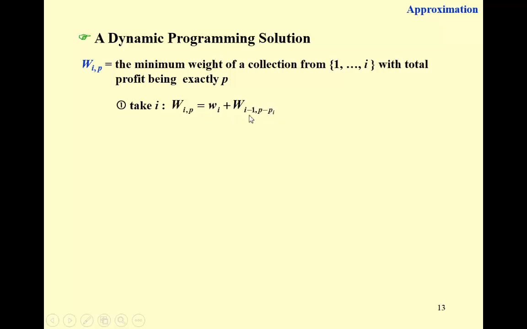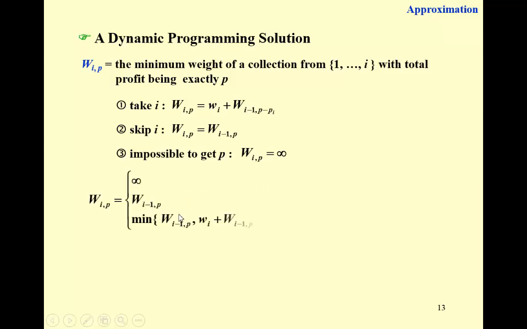The subproblem is the problem consisting of the items from 1 to I minus 1 and the profit of P minus P sub I, where P sub I is the profit of item I. That's when we take this I. Or if we don't take it, if we skip it, then the optimal solution would be the same as the optimal solution we obtained for the smaller sized subproblem from 1 to I minus 1 with the same profit P. Or if it's impossible to get to this P, we define that weight to be infinity. So it's impossible to do it.